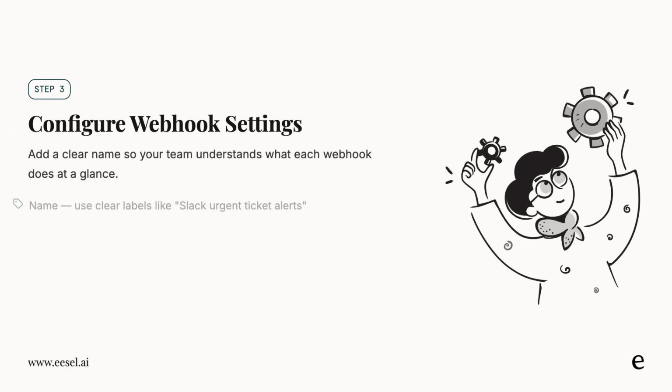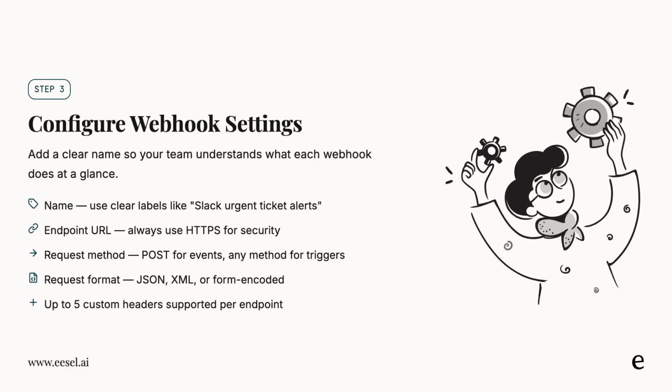Name your webhook clearly, something like Slack Urgent Ticket Alerts or CRM Customer Sync, so your team always knows its purpose at a glance. Set your HTTPS endpoint URL, choose the request method and format, and add up to 5 custom headers if needed. Good naming here will save hours of confusion when you're debugging at 2 a.m.